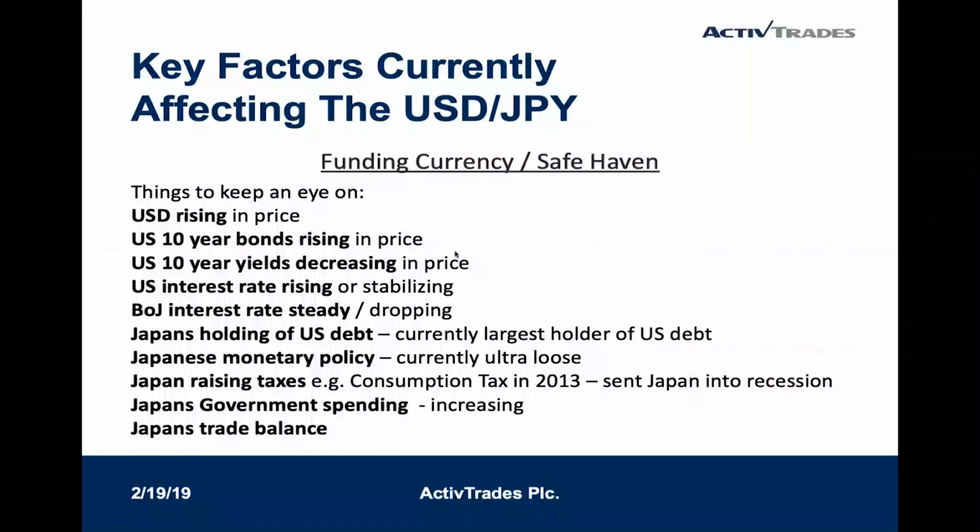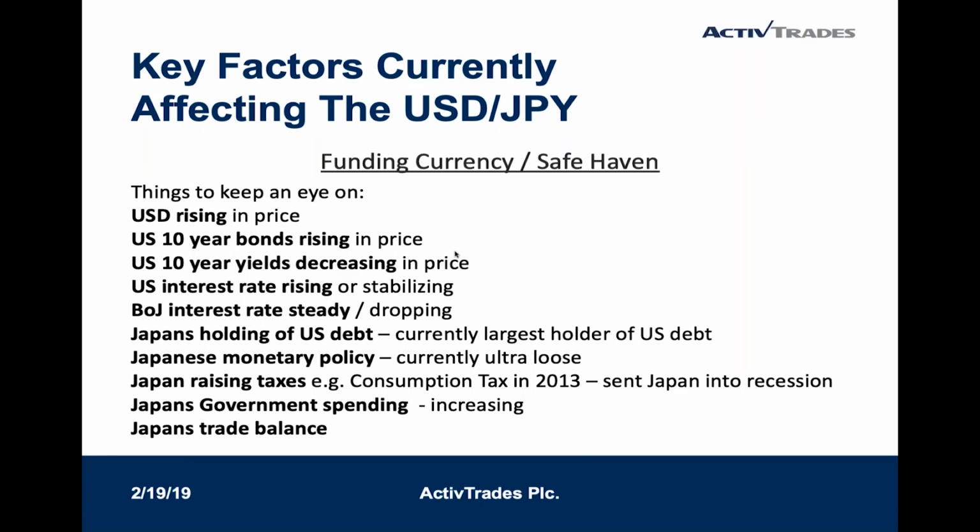So things to keep an eye on when you're looking at a funding currency or a safe haven currency like the yen. You have to imagine that there are people out there who are doing the carry trade. So you want to see the dollar rising in price. You want to see the US bonds rising in price, which inversely means that you want to see the 10-year yields decreasing. And I've listed a load of others down below. Basically, you want to keep an eye on the monetary policy of both the Fed and the BOJ.